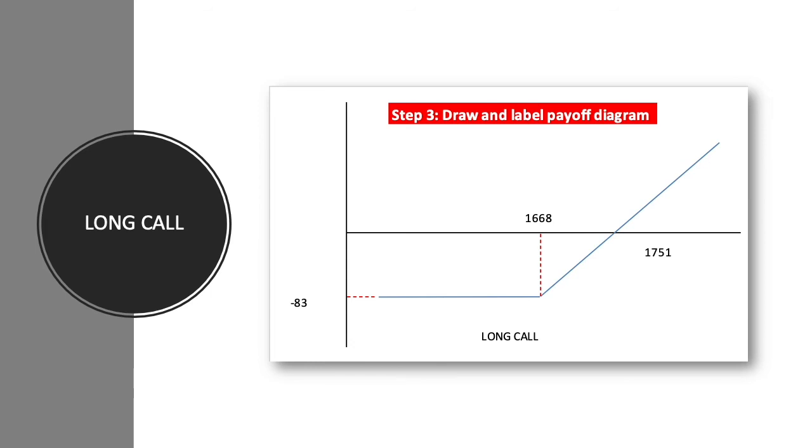And then you can put your maximum loss at -83 based on your previous calculation. So you can draw and label your payoff diagram. So this is for long call. So the steps: choose your contract, calculate maximum loss, maximum profit, break-even price, and then draw and label your payoff diagram.